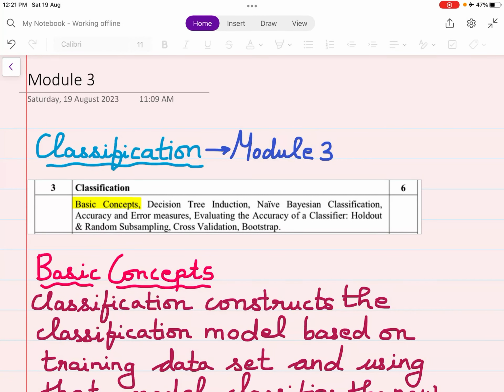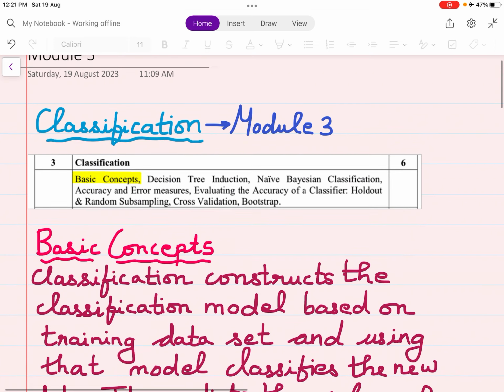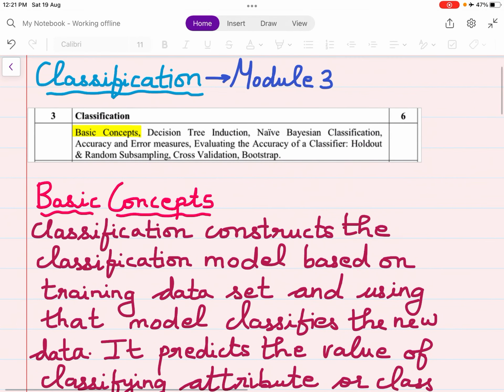So module 3 of DWM, the first part, that is classification, is module 3. First is basic concepts, the one which I have highlighted with a yellow marker. We will be learning the basic concepts of classification in this video. So what are the basic concepts of classification?